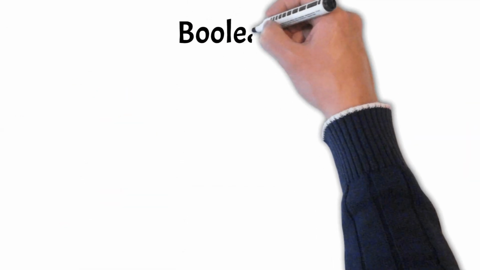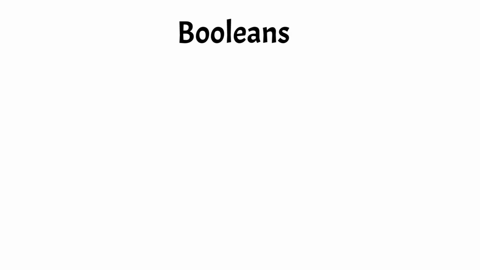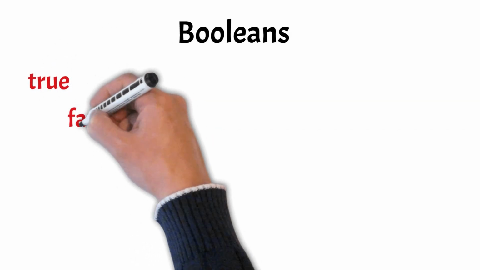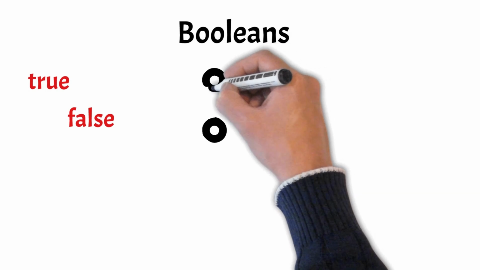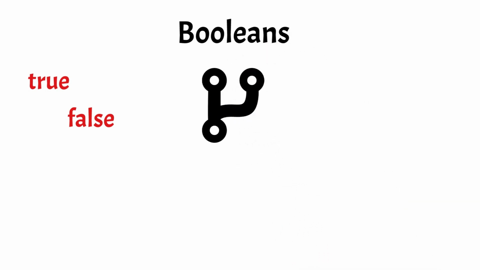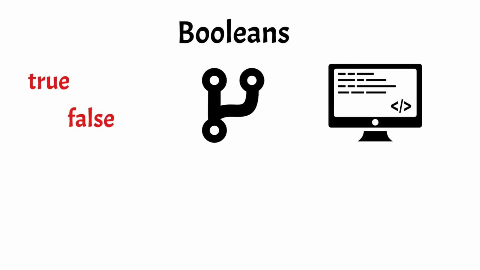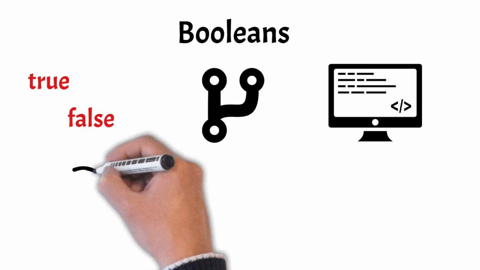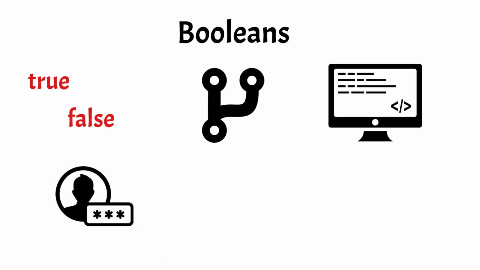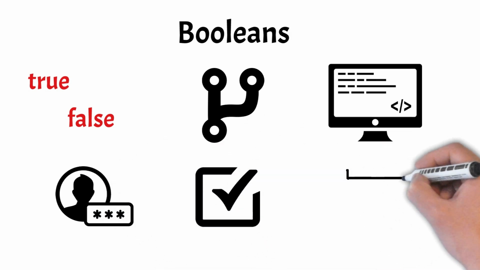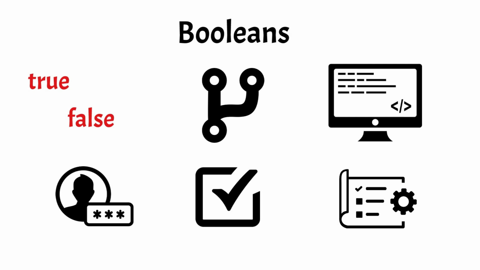Up next, we have Booleans. Booleans are another basic data type in programming that represent two values, true and false. They are essential for controlling the flow of programs through conditional statements and loops. Booleans are commonly used in decision-making processes, allowing programs to execute specific code blocks based on logical conditions. For example, they can determine whether a user is logged in, if an input is valid, or if a certain condition is met within an algorithm. Understanding and using Booleans effectively is key for writing clear, concise, and efficient code that behaves correctly under different conditions.